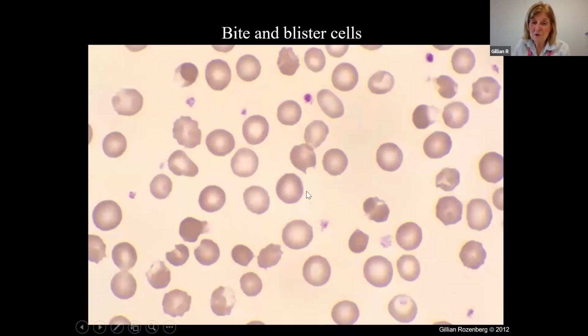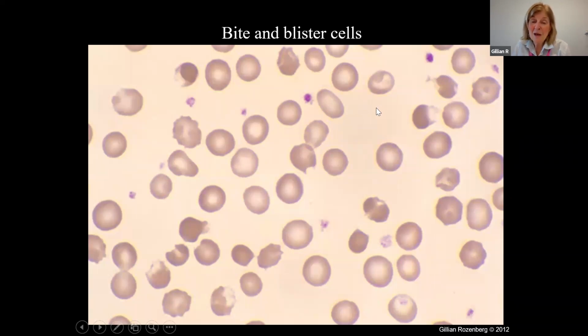So this is a blood film showing you oxidant hemolysis, really showing you two types of cells here. The bite cells will look as if they're red cells, which appear to be slightly hypochromic with almost chunks taken out of them. So they're not completely rounded, chunks taken out of them. So as these cells pass through the spleen, then the Heinz bodies are removed.